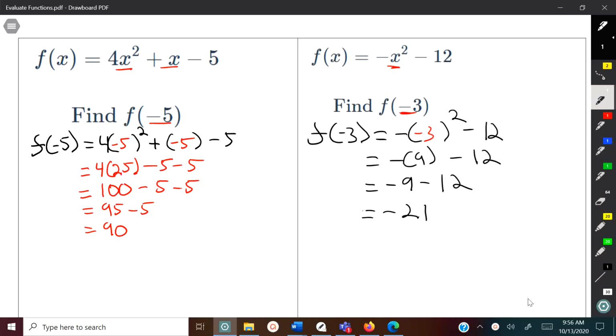Alright, so that's it in a nutshell. This is evaluating functions using function notation.